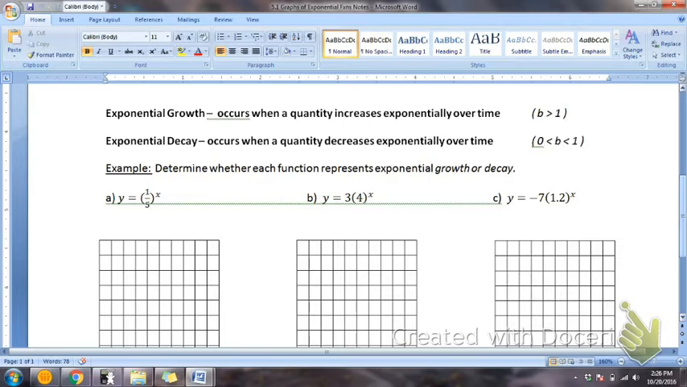Okay, so right there it talks about exponential growth. It's happening when something's increasing. I already told you b is greater than 1. If it's decay, then that means the b is going to be less than 1. If it's less than 1, that's a fraction, right? So if you want to make yourself a note that this means that there is going to be a fraction. So when your b value is a fraction, that's going to be decay.